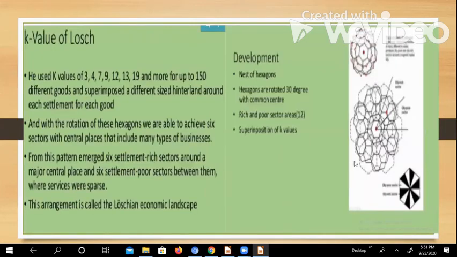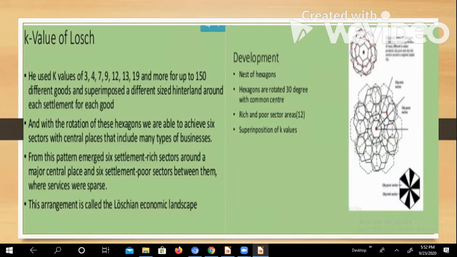Now, according to Losch, like Christaller had said, a definite pattern of 3, 4, and 7. But Losch says that it is not possible for only 3 kinds of K values. He said that every kind of good has its own range, has its own threshold. That is why, according to him, there can be n number of K values. You cannot limit the K values only to 3. It can go up to 50 or more than that, according to him.